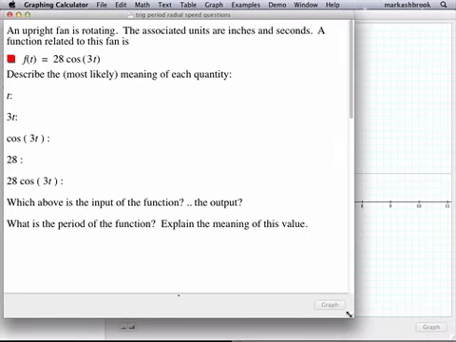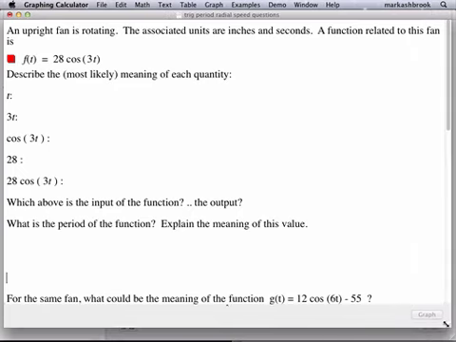So an upright fan is rotating. The function related to this fan is 28 cosine 3t. I want you to describe the meanings of all these quantities: t, 3t, cosine 3t, 28, 28 cosine 3t. In the context of all the stuff we're talking about, you can make meanings out of all 5 of those quantities. So I want you to do that. What are the meanings of those 5 quantities?